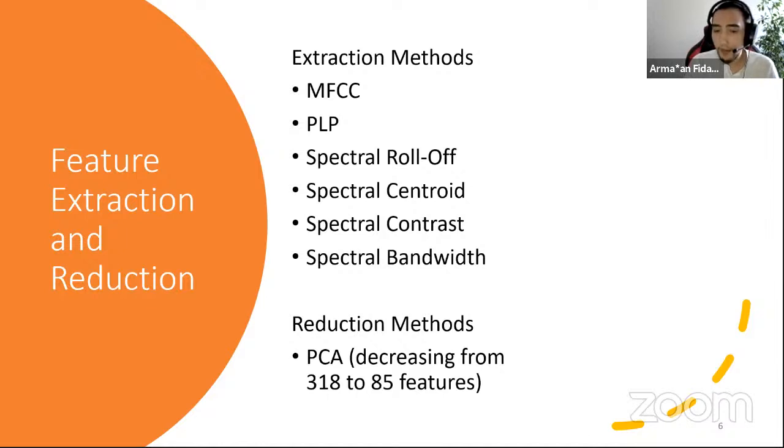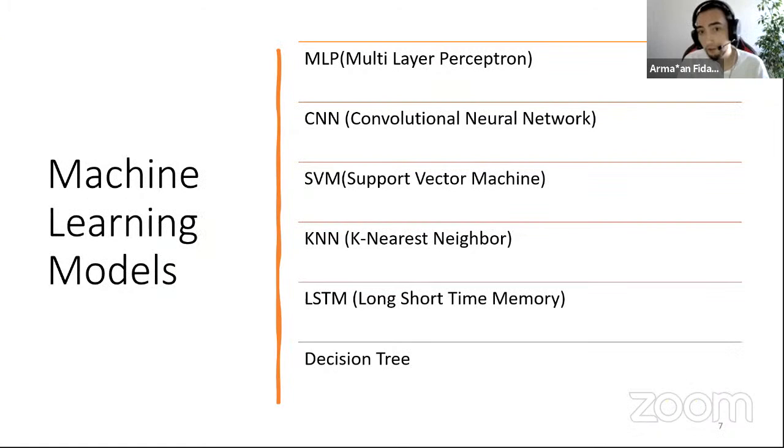And at the end of the day, we had a 318 feature vector, and unfortunately, when we fed it into our model, it was just overfitting. Having a higher dimensional feature set is not an obligation to have a better model. And that's why we use principal component analysis to reduce the dimensionality from 318 to 85. And then after the dimensional reduction, we use different machine learning models like multi-layer perceptron, support vector machine, long short-term memory, RNN networks.